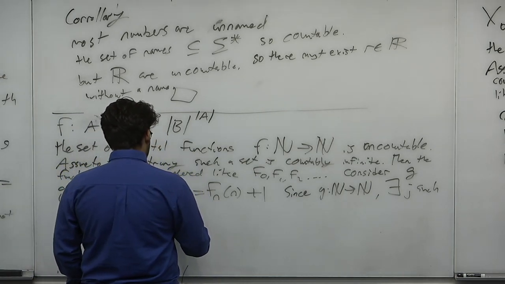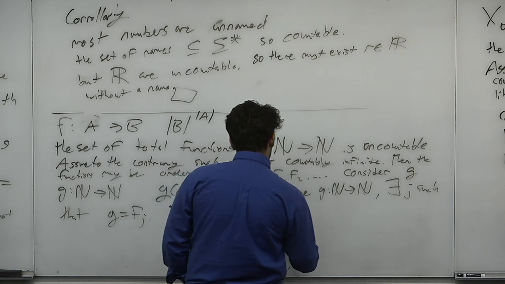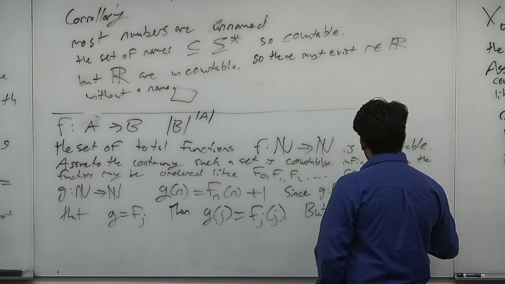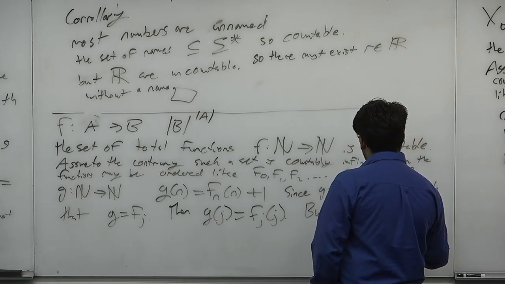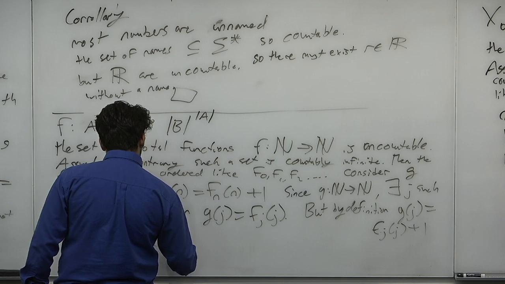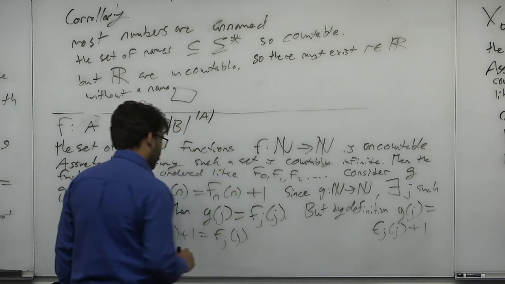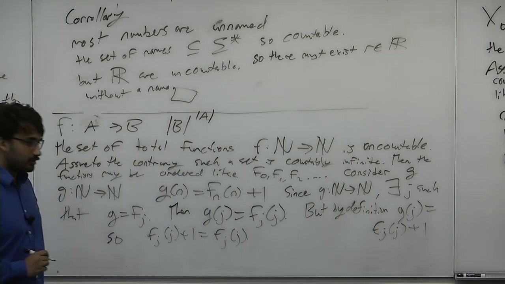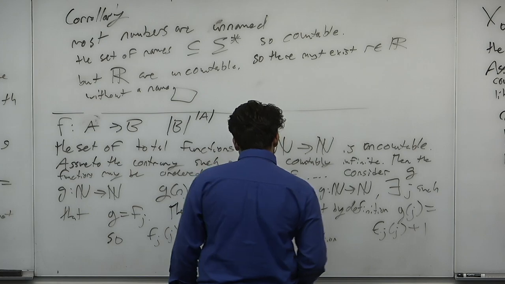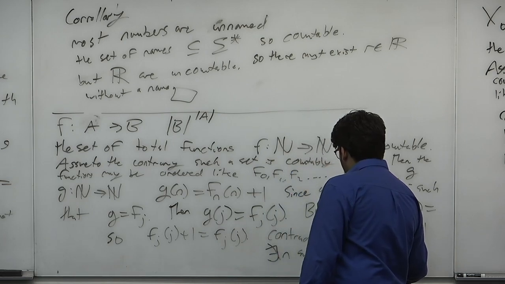So if G equals Fj, then G of j is equal to Fj of j. But by definition, G of j is equal to Fj of j plus 1. So Fj of j plus 1 is equal to Fj of j. Contradiction. Remember, Fj of j is just some number in the naturals. There does not exist n such that n is equal to n plus 1, by definition.